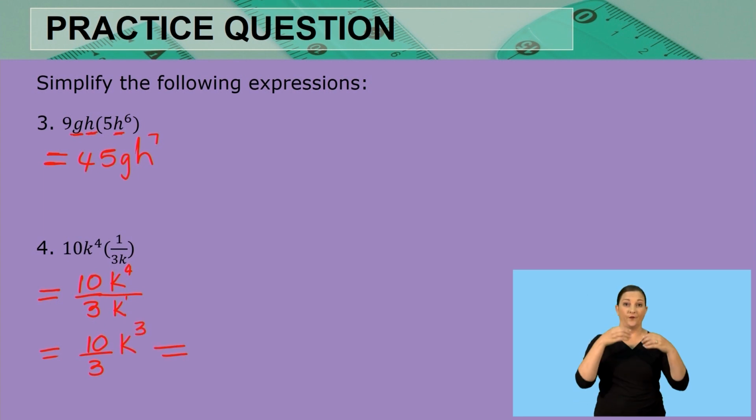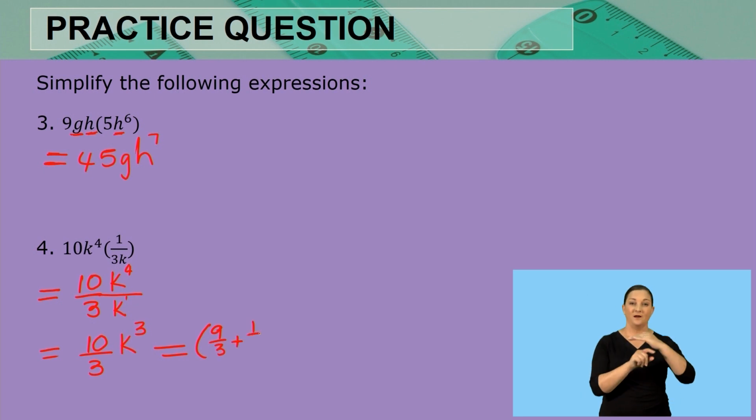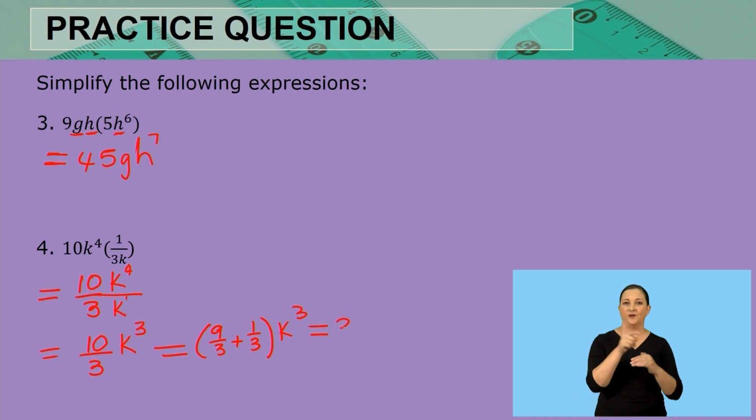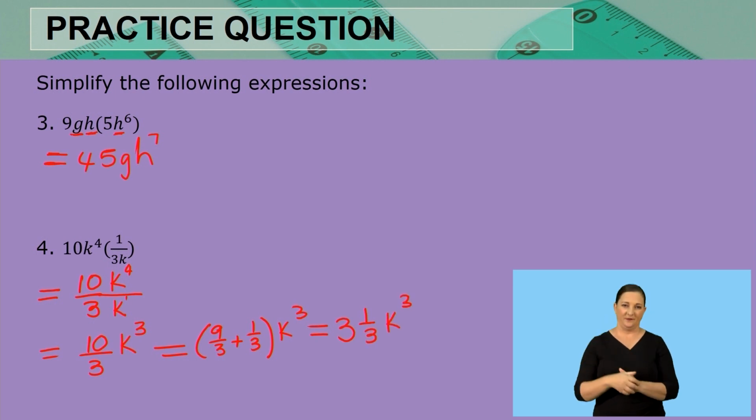And then now when we focus on the 10/3, how much is 10/3? We know that 10/3 comes from 9/3 plus 1/3. That's one way that we can separate that. We still have the k cubed outside of that bracket, but 9/3 is equal to 3. And when we add that 1/3, it's going to be 3 and 1/3 k exponent 3, or k cubed.